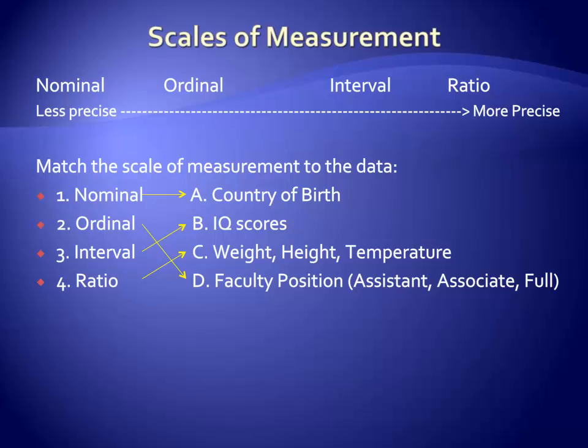Faculty position would be an ordinal variable because the values used to indicate the positions only represent rank and do not take into account the length of time the faculty member has been with the organization. IQ scores would be an interval variable because there is no true 0 point in IQ. If the person is alive, they have an IQ score. Finally, the ratio variables represented in this list are weight, height, and temperature. In these variables, the scale of measurement begins at a true 0 point. For temperature, this is most true when evaluating heat using a Kelvin scale.